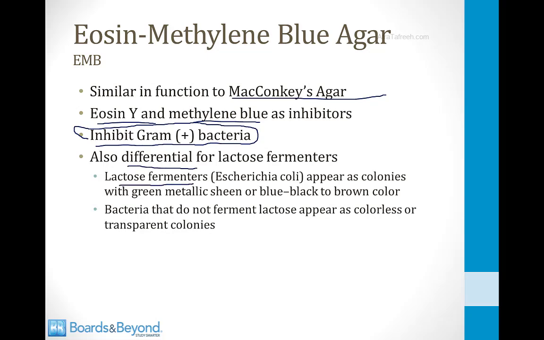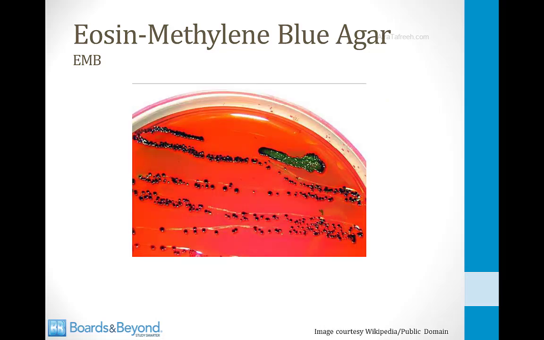So lactose fermenters like E. coli will appear as these colonies with a green metallic sheen, or they may look sort of black or bluish brown. Bacteria that can't ferment lactose look colorless or are transparent. And here's an example of some E. coli growing on eosin methylene blue agar, and you can see that it's got that green metallic sheen to it right here.